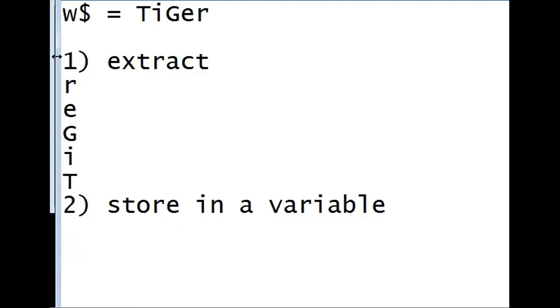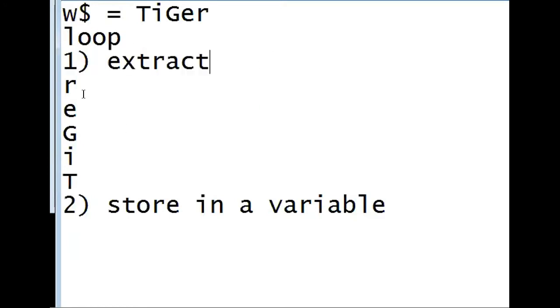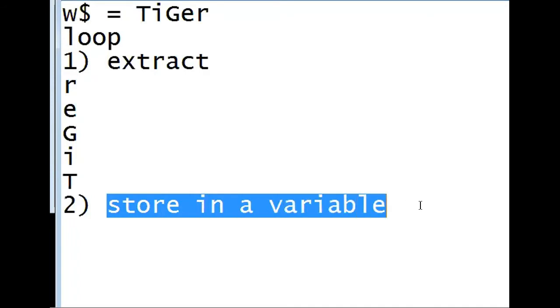And in order to do this whole thing, what we also need is a loop. Loop is the first thing that we have to create. After we have created our loop, we'll extract each character one by one, and once we have extracted each character, that particular character will be stored in a variable.